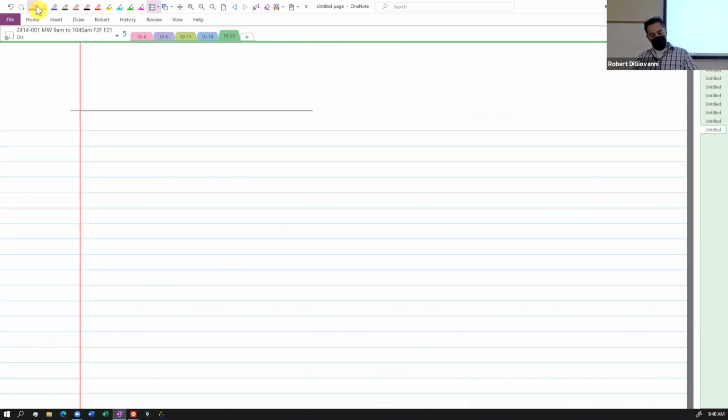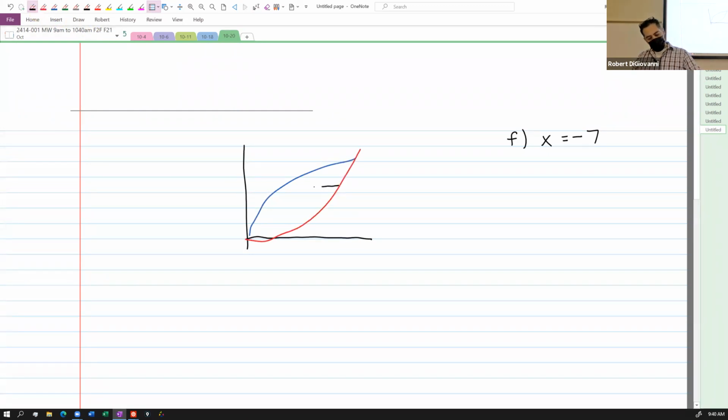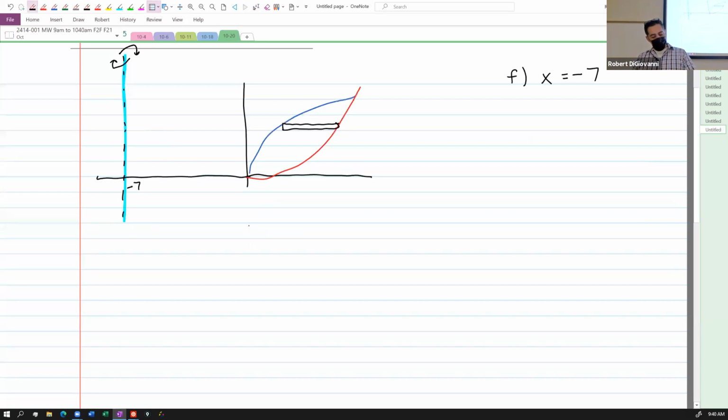So for the last one, what are we on? F? What was the last one for F? X is -7? Okay, so my graph's going to look like this. Blue one, red one. We've done this so much already. Here's our horizontal. Axis of rotation is way over here at -7. I'm going to draw everything again. Y-axis, rectangle. Red one, blue one. Axis of rotation over here.